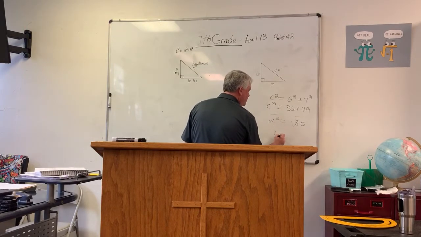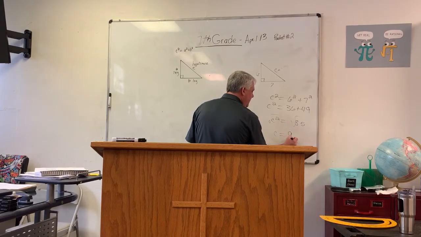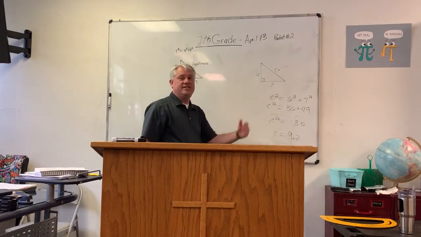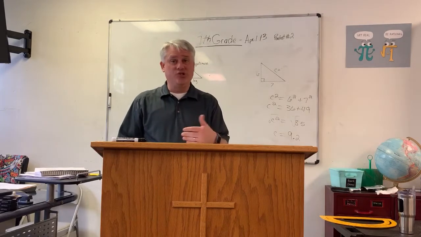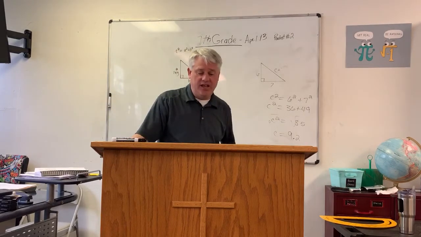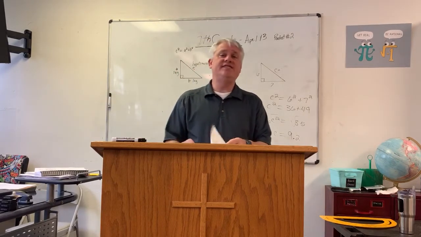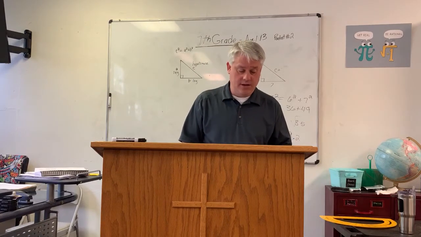The square root of C squared is C. The square root of 85 is 9.2. Now notice I wrote it as a tenth. That is because the directions told me to: find the length of the hypotenuse to the nearest tenth of a meter.